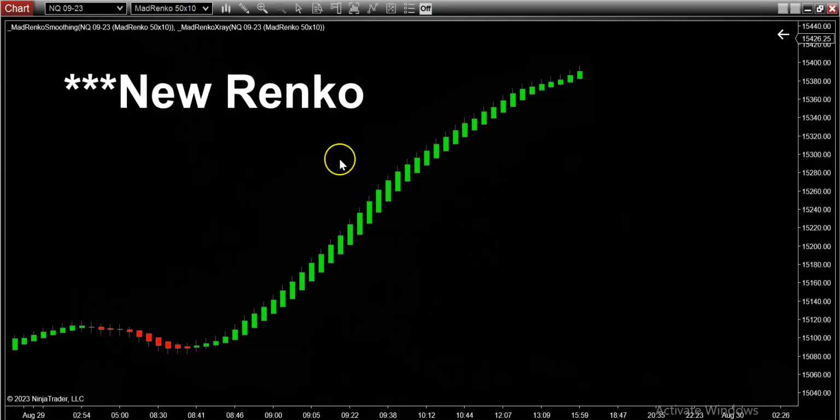I mean, what you're seeing here on the screen is an entire 24-hour session, right? Doesn't this look amazing, right? It's fantastic. So yeah, hope this gives you a quick summary on what this Mad Renko chart style is all about. It is very new.